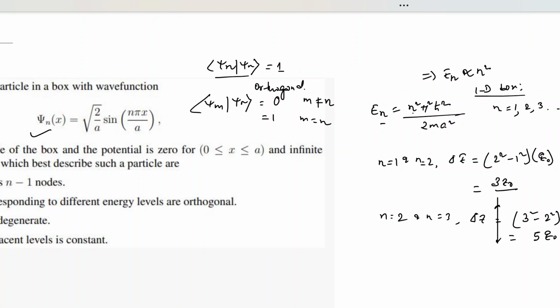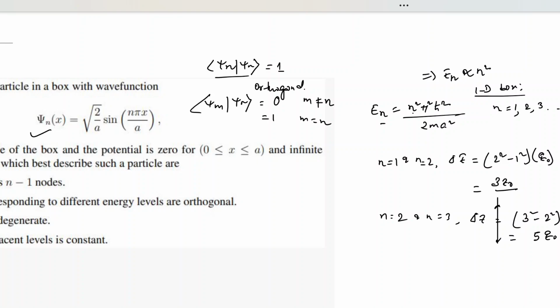Say for example, for n equal to 1 you have a sinusoidal wave function, sin pi x by a. So you have no crossing in between. So the number of nodes is 0 for this case. But for n equal to 2, it is sin 2 pi x by a. Then the wave function will be somewhat like this.